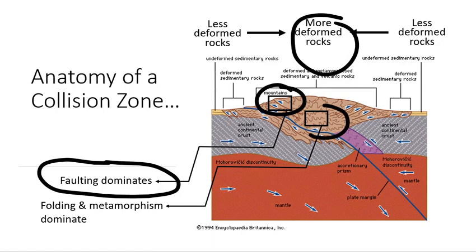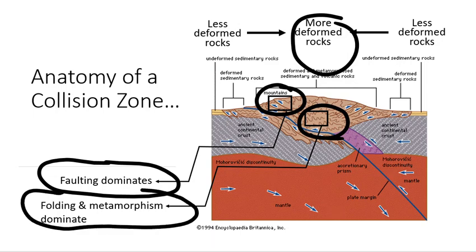Deeper down within the collision zone at metamorphic depths, at depths of more than a few kilometers, it's not so much faulting that dominates anymore, but folding and metamorphism. And this is simply because when you go deeper and deeper within the collision zone, the rocks get warmer and they also become more plastic and more malleable. And so rather than breaking, the rocks do a lot of bending and folding, even as they're being transformed in the solid state during metamorphism.